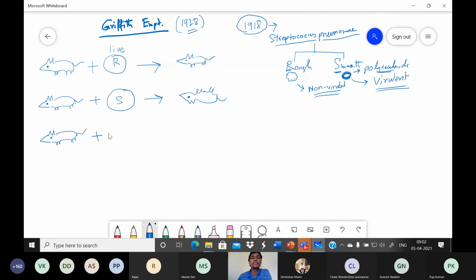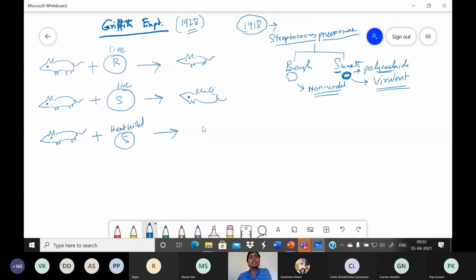Only 4 experiments he did, and then came out a good solution. So here what he did, this is also live S. Here what he did, heat killed S bacteria. Heat kill means you can just boil that bacteria, like in a pressure cooker, right? Autoclave, you can just sterilize, you can just boil this bacteria. Then what will happen? What do you understand?